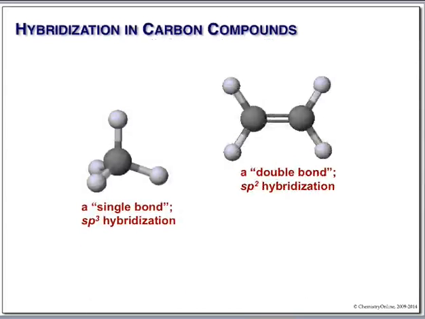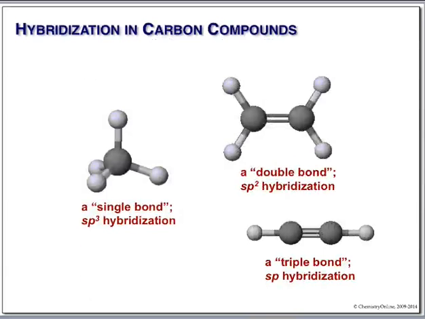We talked about hybridization in carbon. If we have an alkane, we said that this is an sp3 hybrid. We have 4 bonds to our carbon. They're all equivalent. These are classic single bonds in methane.